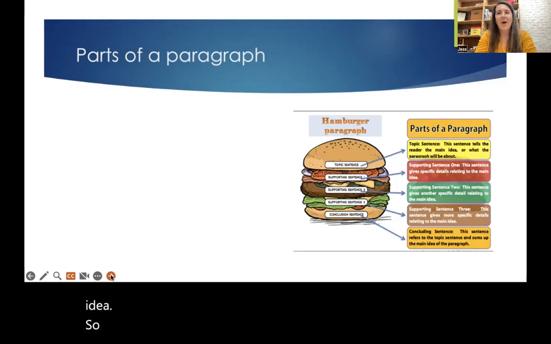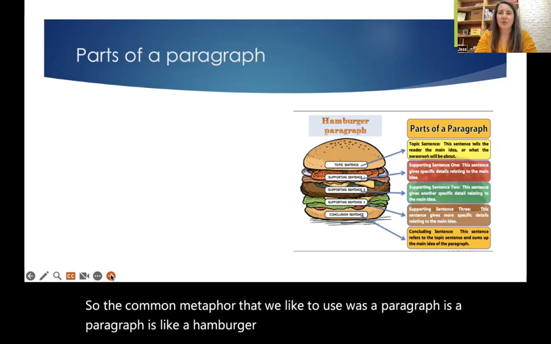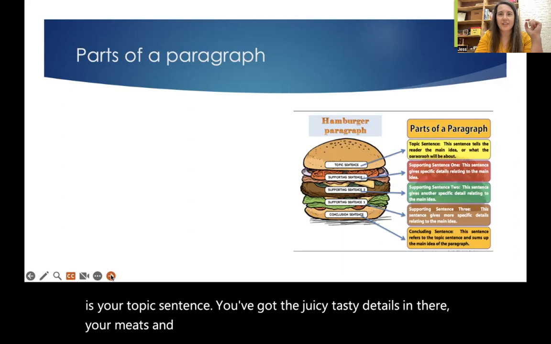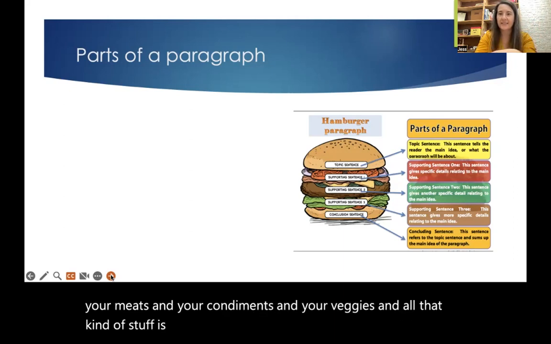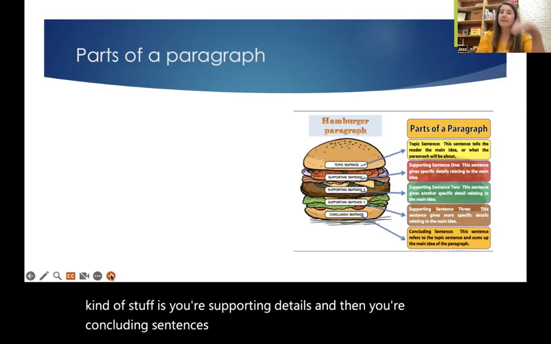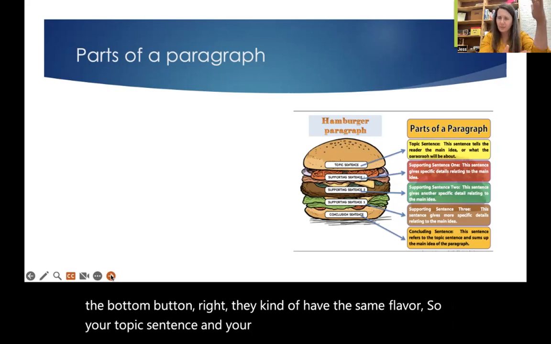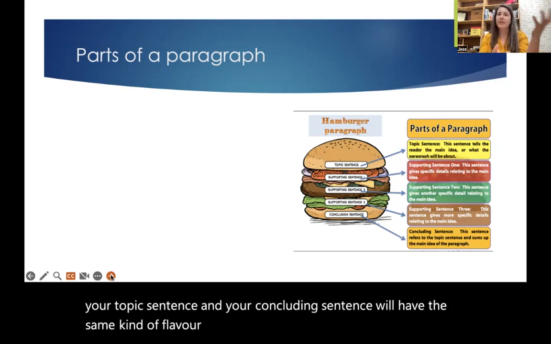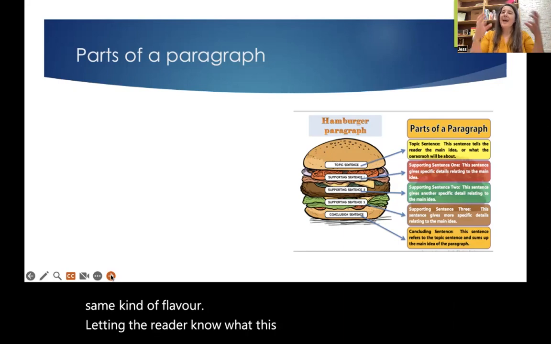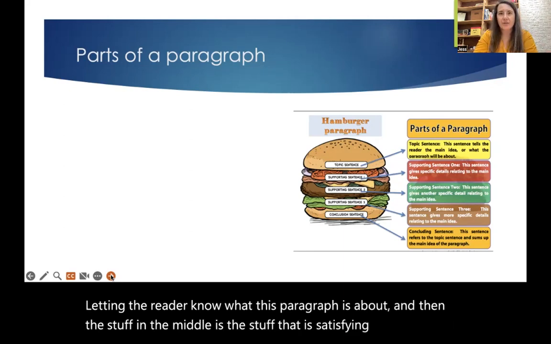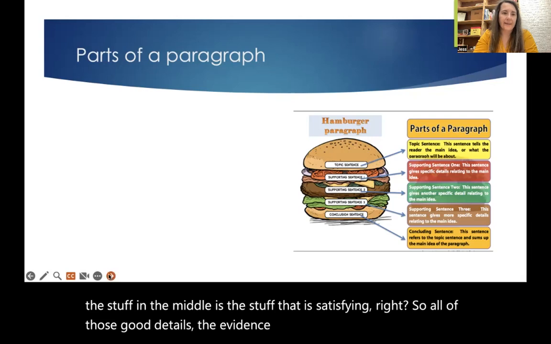So the common metaphor that we like to use with a paragraph is like a hamburger. So you have your top bun, which is your topic sentence. You've got the juicy, tasty details in there, your meats and your condiments and your veggies and all that kind of stuff is your supporting details. And then your concluding sentence is the bottom bun. So the top bun and the bottom bun, right, they kind of have the same flavor. So your topic sentence and your concluding sentence will have the same kind of flavor, letting the reader know what this paragraph is about. And then the stuff in the middle is the stuff that is satisfying, right? So all of those good details, the evidence that's supporting your idea.